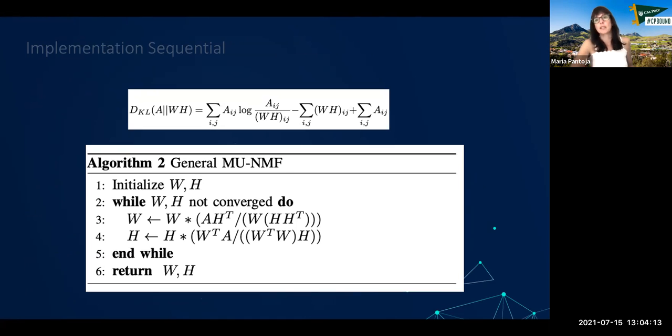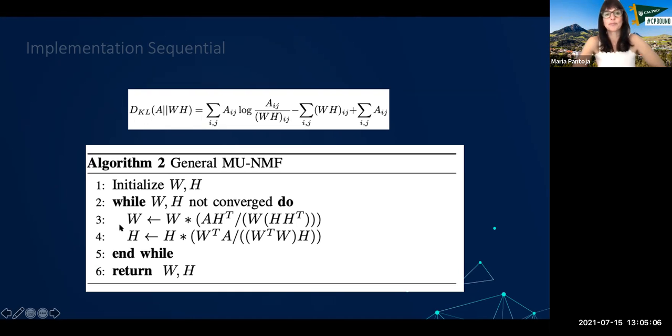This is the sequential implementation of the algorithm. It's based on the divergence, the Kullback-Leibler divergence, the KL, I always mispronounce it, which measures the divergence between two distributions. In this case, it's transformed so it can measure the divergence between matrix A and the result matrix of W multiplied by H. This is how we are going to measure the divergence between the two matrices.